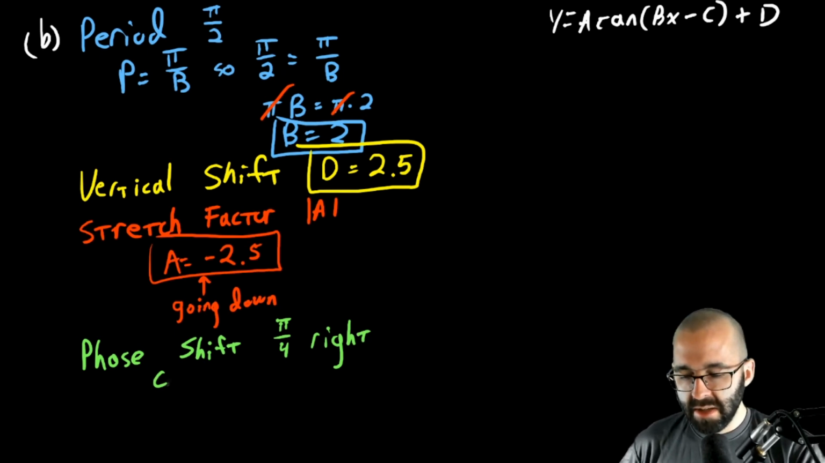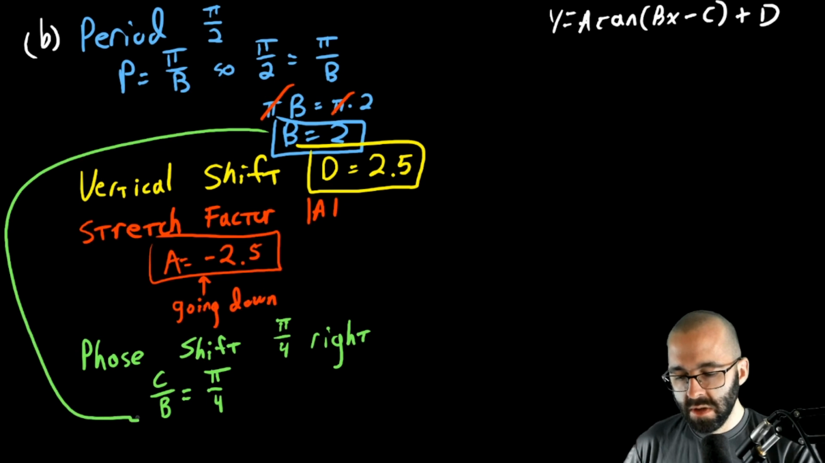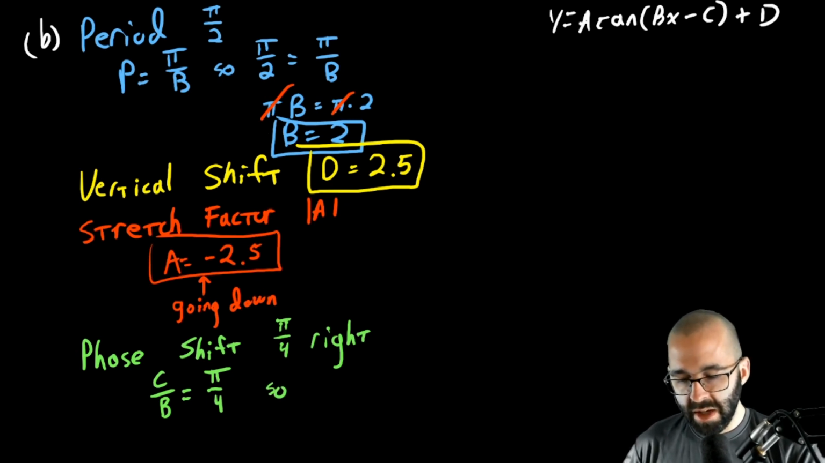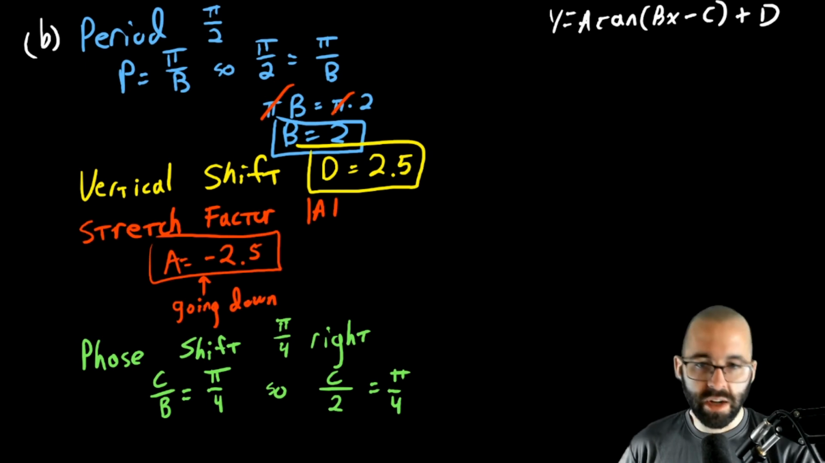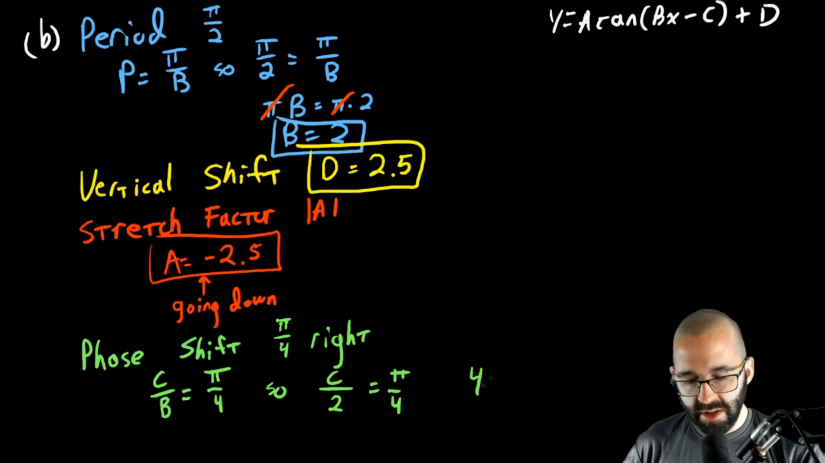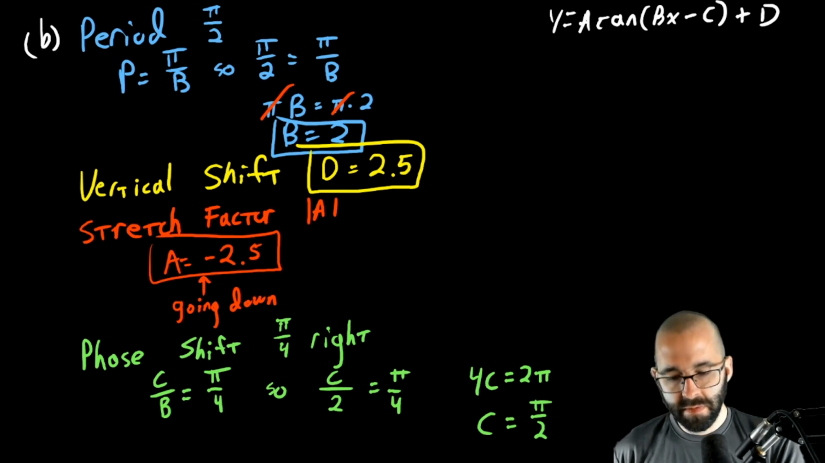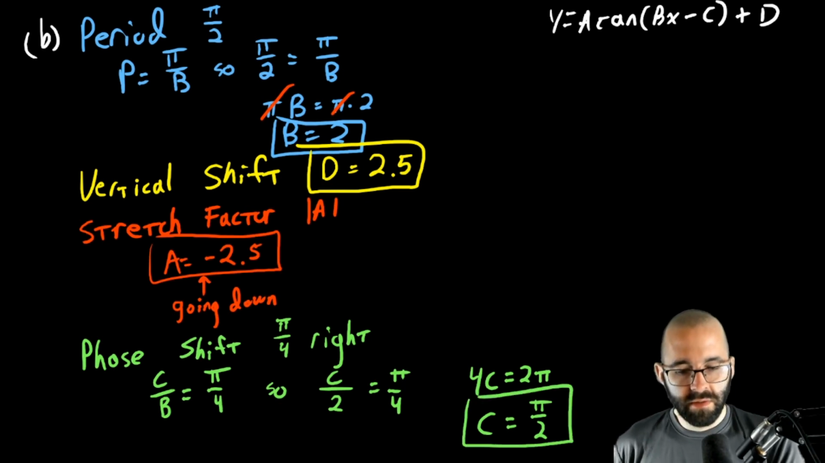So what does that mean? That means c over b is pi over 4. We know that b equals 2. So that means that c divided by b, where b is 2, is pi over 4. Cross multiply. That's going to give us 4c equals 2 pi. Divide both sides by 4. And you get c is pi over 2. We have all the pieces now.